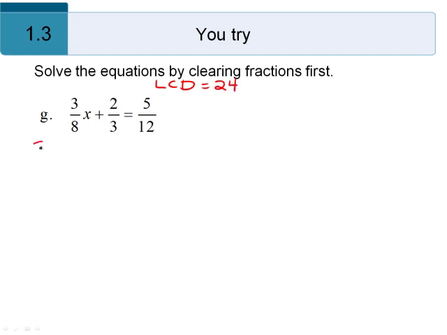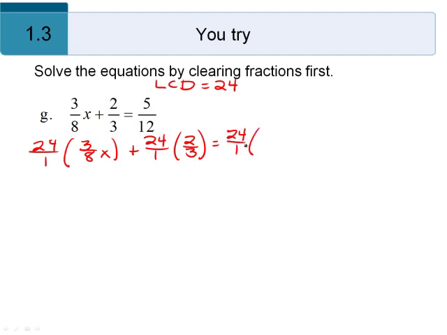So we're going to put 24 over 1 times every single term all the way through. And I really recommend that you write it all out like this so that you can see what you're doing. Some people like to just write it once, and I think that's harder. So 24 over 1 times 5 over 12. Because after the first step, it gets a lot nicer.